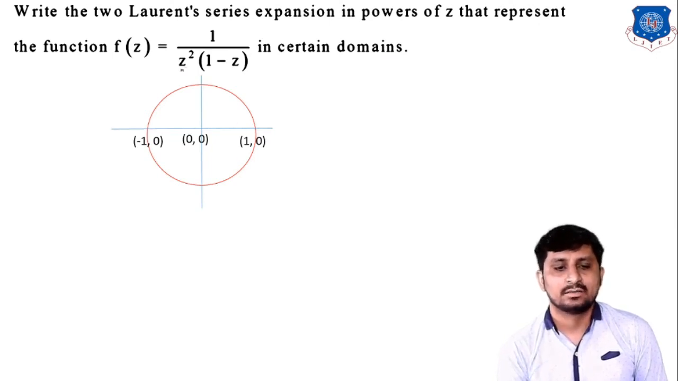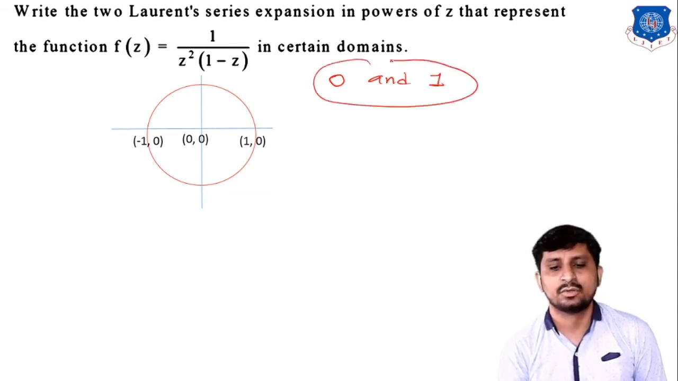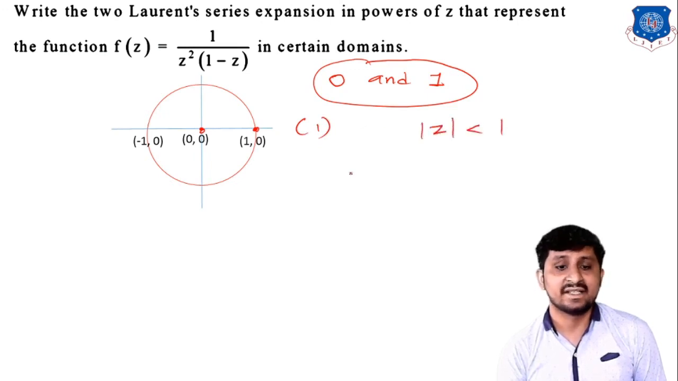You can see that the given function is not analytic at point 0 and 1, because at point 0 and 1 your denominator becomes 0, right? At these two points the given function is not analytic. So my first region is inside part of this circle, mod z less than 1. But in mod z less than 1, 0 is inside the region, and I don't want to take 0, so my first region is 0 less than mod z less than 1.